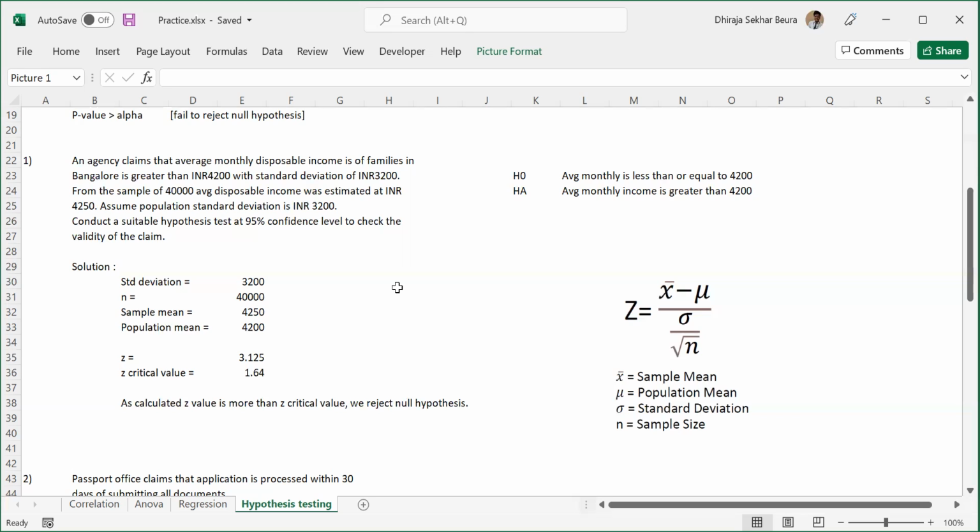With standard deviation of rupees 3,200, so standard deviation is given. We haven't discussed the formula yet, but in the formula, the standard deviation is going to be used. Now, from the sample of 40,000, average disposable income was estimated at rupees 4,500. What does this mean? We have taken a sample of 40,000 people out of everybody in the city. So what is the sample size when I ask? How much will you tell?